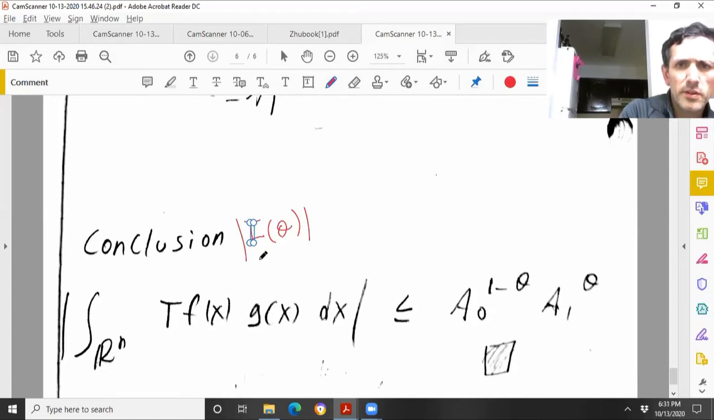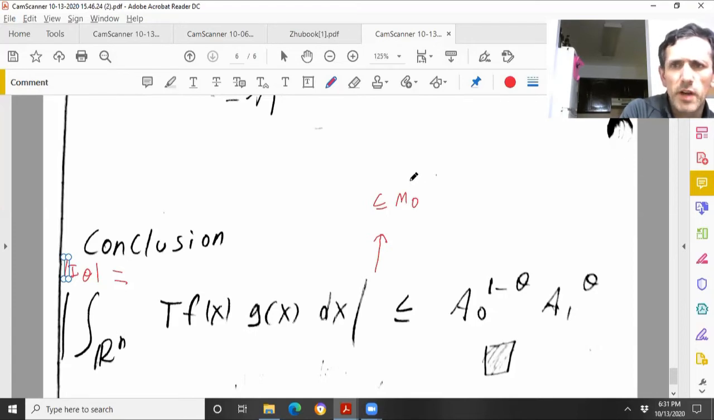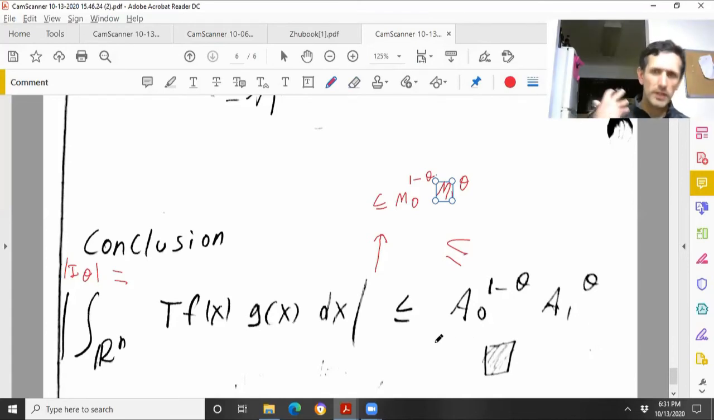rather like this. This is equal to this here, and we said this is equal to M0 thanks to Hadamard's three lines theorem. And M0 is less than or equal to A0. Sorry, this is M1, right, M1 is less than or equal to A1. So we get exactly what we needed to prove.